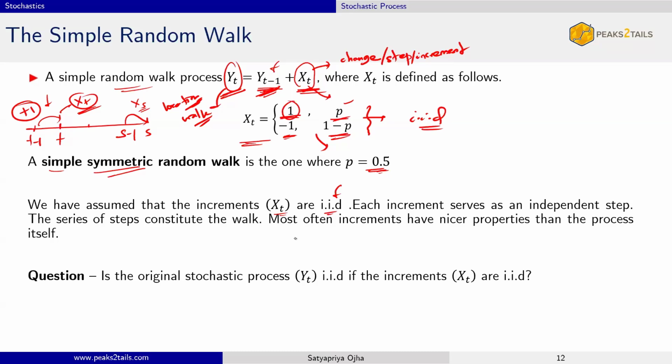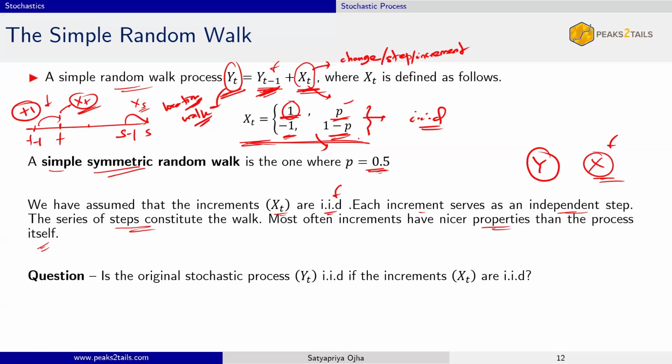IID simplifies our life. Each increment serves as an independent step, and the series of steps constitutes the walk. We'll see the animation for this and understand everything. Increments have nicer properties than the process itself. If you look at the random walk process itself, which is Y, that is complicated. But X, the daily change, has very nice properties. It is IID, and everything is tractable.